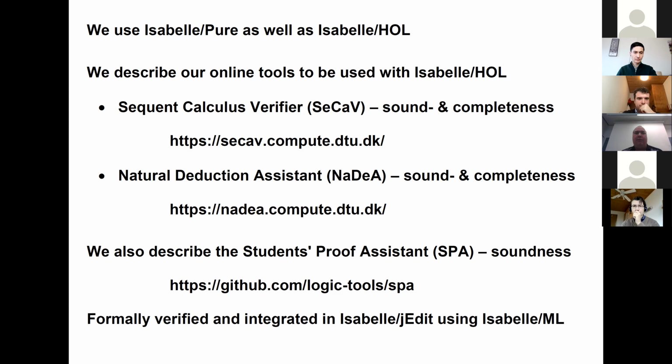So I should focus here on just a few things, and I'll focus on two tools that altogether are more than 5,000 lines of Isabelle formalization. So it's not a very small theory that we work within, and from the Isabelle side it's all integrated in one Isabelle HOL theory. That's the sequent calculus verifier and the natural deduction assistant.